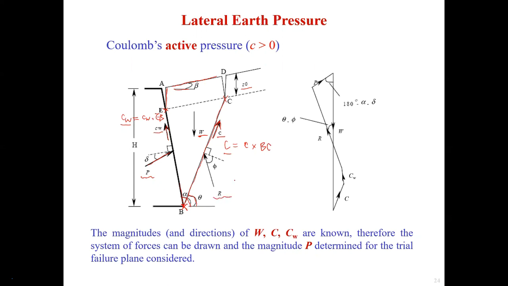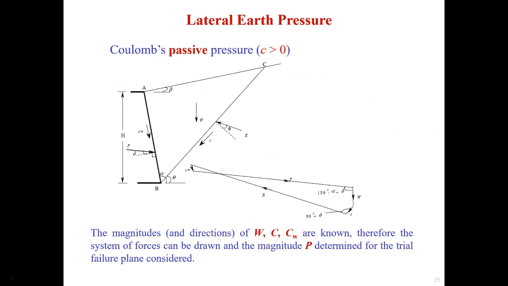We don't know the magnitude, but we know the direction because we know delta and phi. So we only don't know the magnitude. So again, we are able to form this force diagram. The magnitude of P can be determined from this force diagram, from a number of failure surfaces. So it is similar to the previous case, but for cohesive soil.